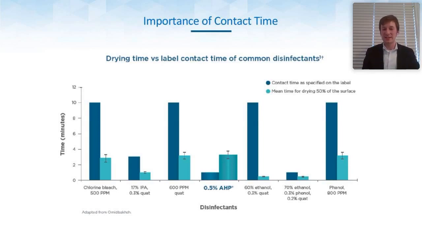This was a study that looked at the ability of different disinfectants to actually achieve that contact time in a single application. If the dark blue bar is significantly higher than the light bar, what that means is that it's drying quite a bit faster than when its contact time is being reached. So choosing a product with a short contact time that's able to stay wet on the surface is going to be really critical to disinfecting effectively.